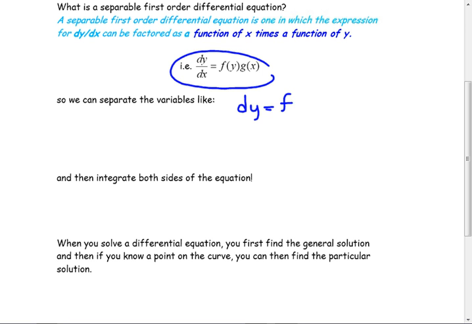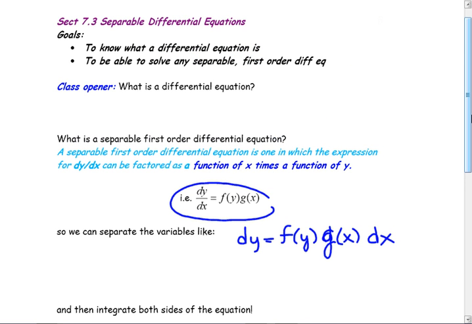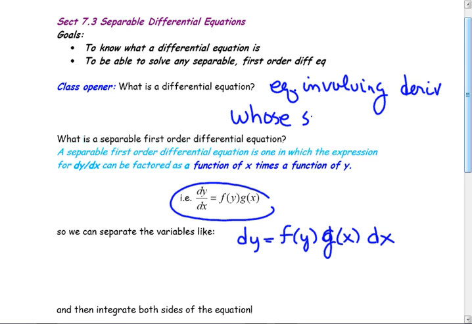Oh, I forgot to define this. Definition of a differential equation: an equation involving derivatives, and this is important, whose solution is a function. Because when you take the exam and they ask you to solve the differential equation, that's the last point.